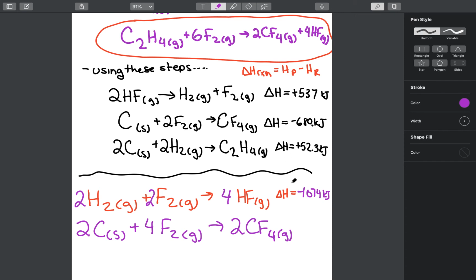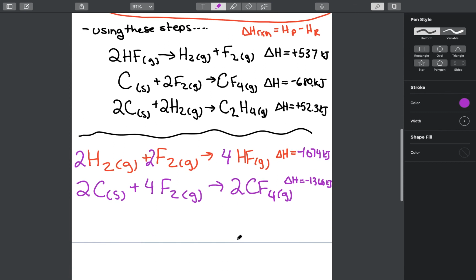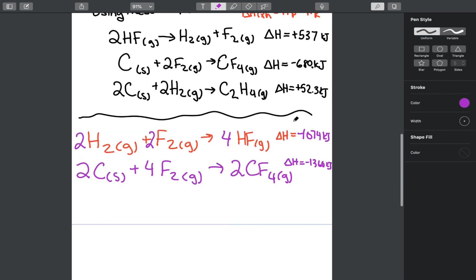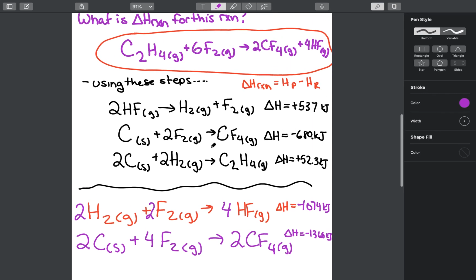And our delta H will also multiply by 2 because remember it is dependent on the amount of substance present. So it goes from negative 680 to negative 1360 kilojoules. So that's negative 1360 kilojoules. So the last one is the last reaction. And we see here that the C2H4 is on the reactant side on our overall reaction.